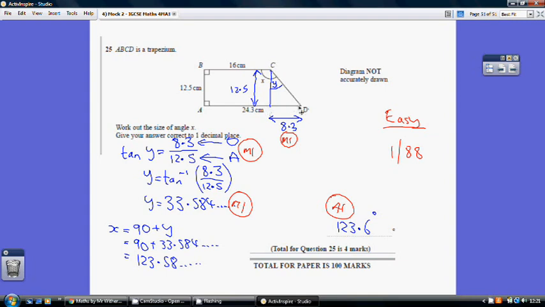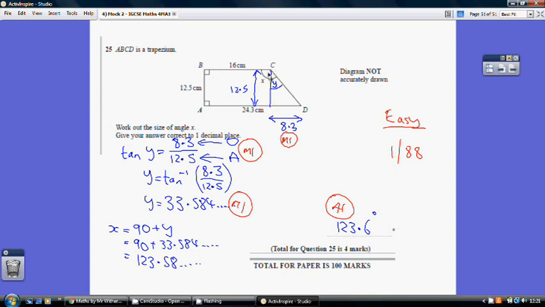So the sides of this triangle, this side from C downwards is 12.5, another 12.5, and this length here is 8.3. So for the purposes of Y, I know the opposite and the adjacent side, so I can say tan of Y equals 8.3 over 12.5. Inverse tan both sides, then Y is 33.584 degrees.